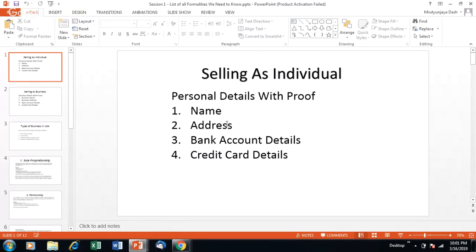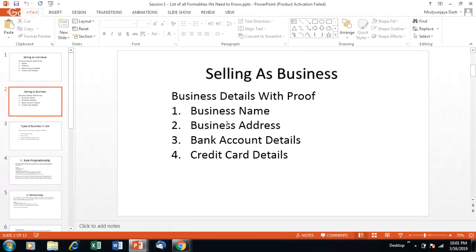I'll talk about that difference later. Within Amazon, there are again two types of account: one is the individual account, the other is the professional account. For now, let's focus on how you can start off. You can start off as an individual, or you can start as a business. If you are starting as a business, then you need to submit the business details with proof: business name, business address, bank account of the business, and the credit card detail.